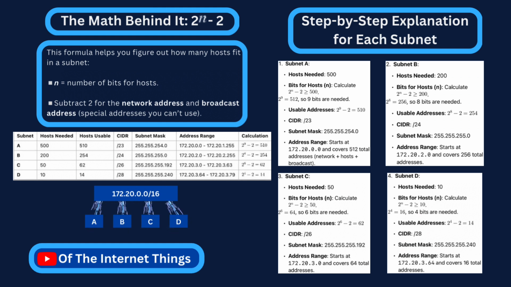172.20.3.64-172.20.3.79. This breakdown shows the logic and math behind subnetting for each group, as well as how the approach efficiently allocated IP addresses, minimizing waste while ensuring each subnet had sufficient capacity.